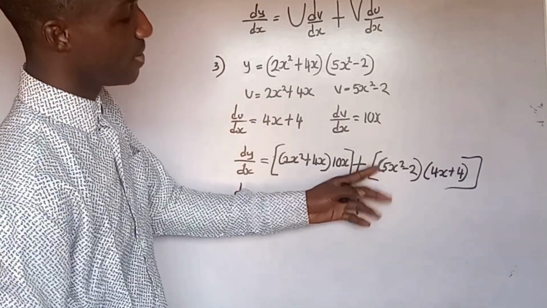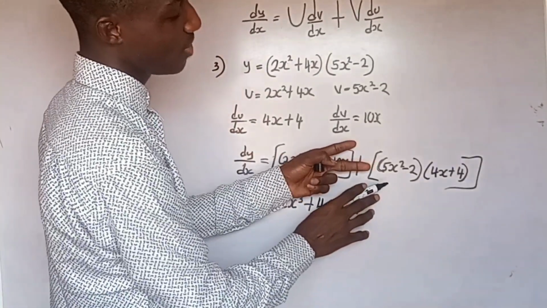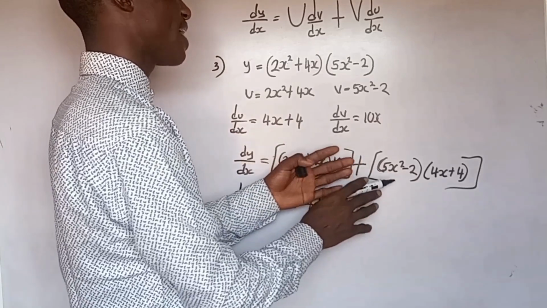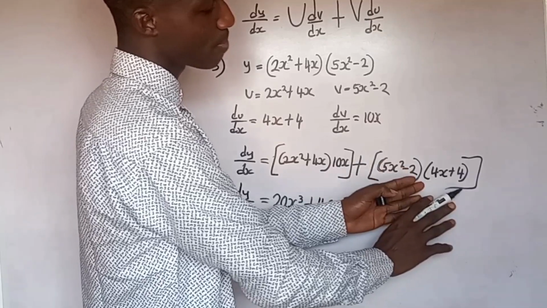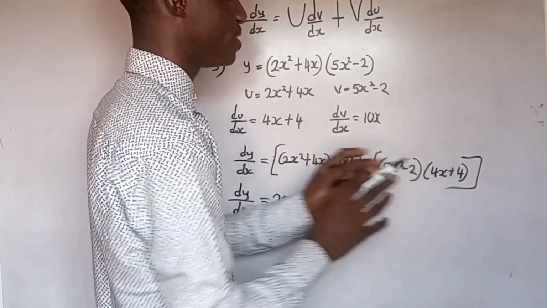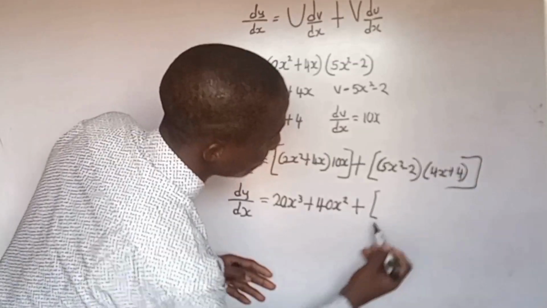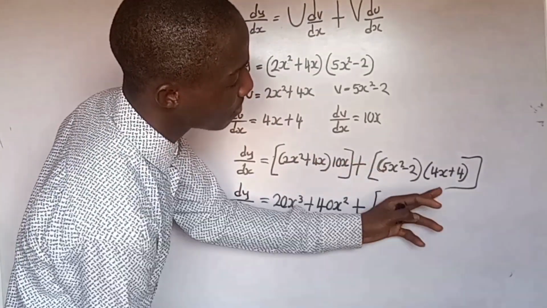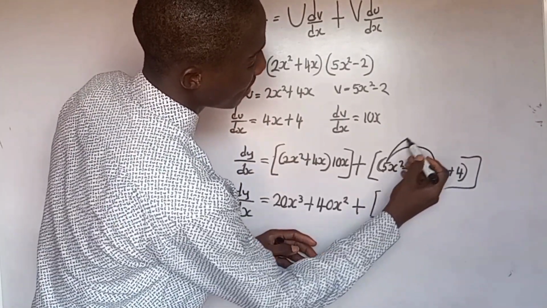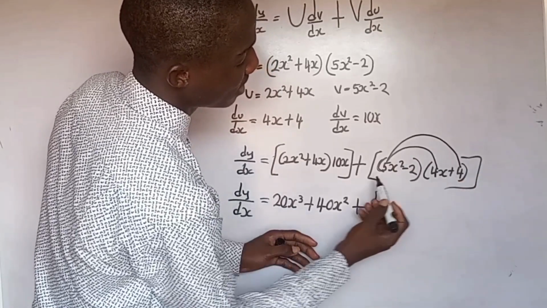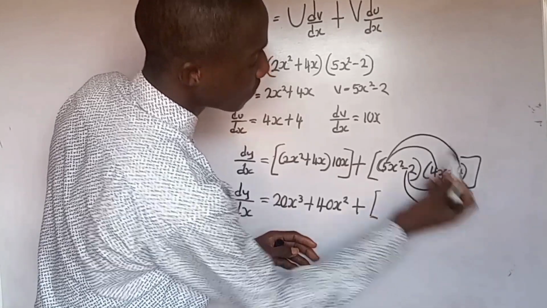Plus, now I want to pay attention here. If we want to open this bracket, we have to multiply every element in bracket A by every element in bracket B. Let us start by using 5x squared. Let me put another bracket here. So 5x squared multiplied by 4x, then 5x squared multiplied by 4, then minus 2 multiplied by 4x, and this same minus 2 multiplied by 4.